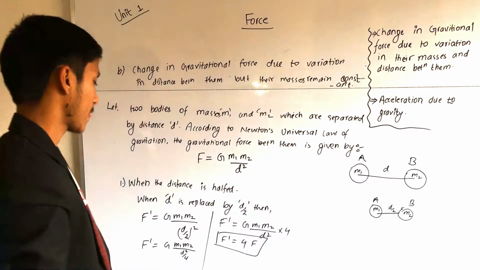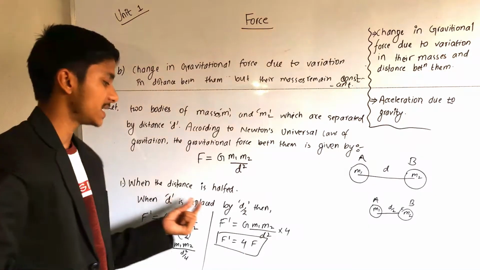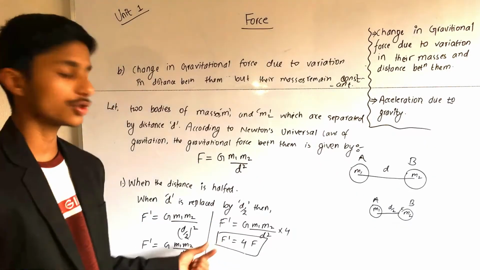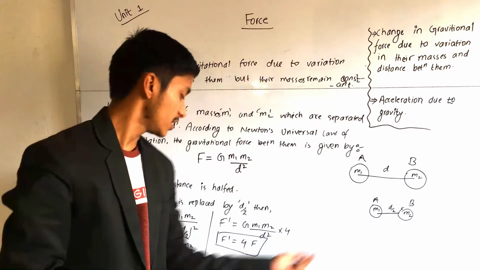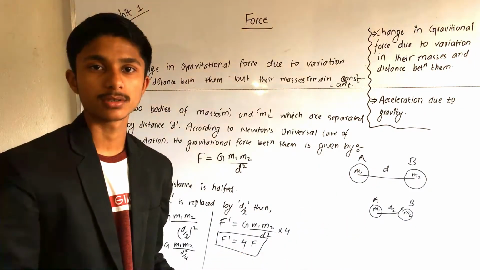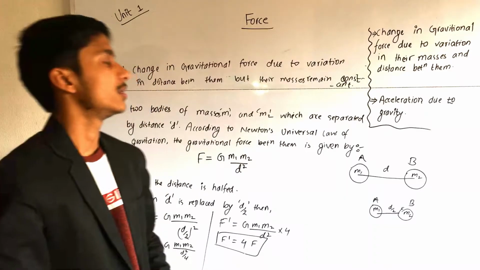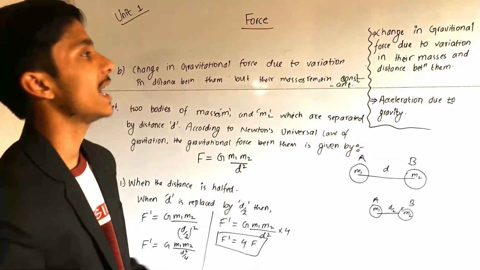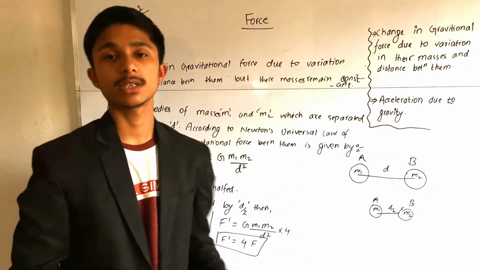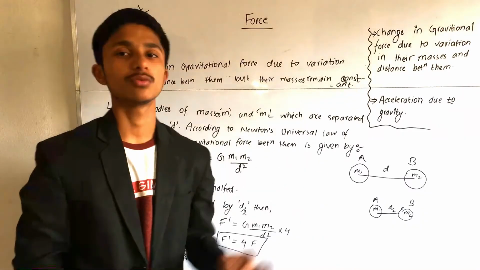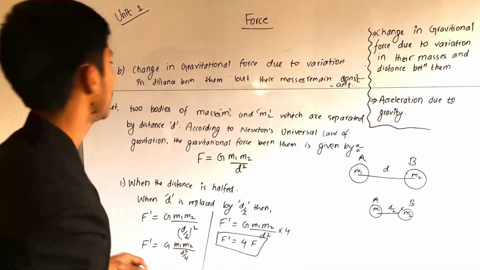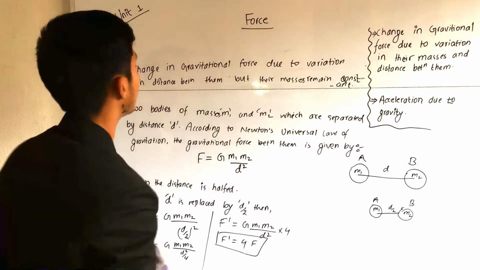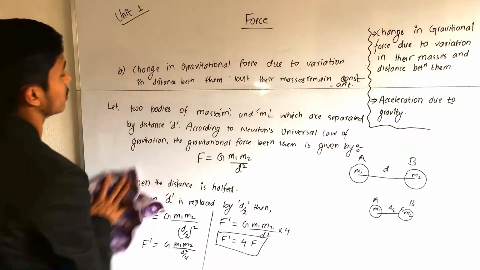So when the distance is halved, then the gravitational force between such two bodies is increased by 4 times. In this way we have completed our first topic, that is change in gravitational force due to variation in their masses and distance between them. Now we discuss acceleration due to gravity. This is our next topic.